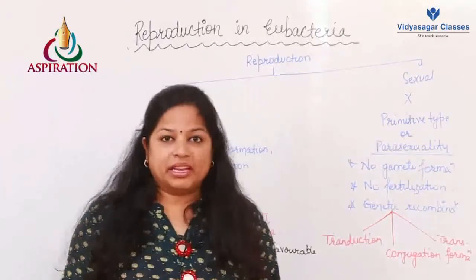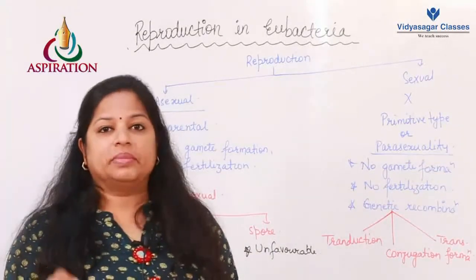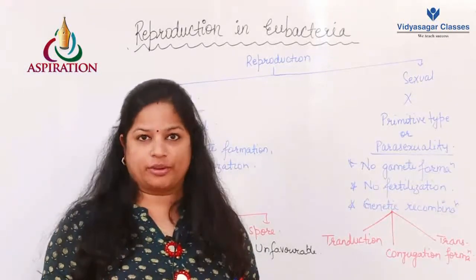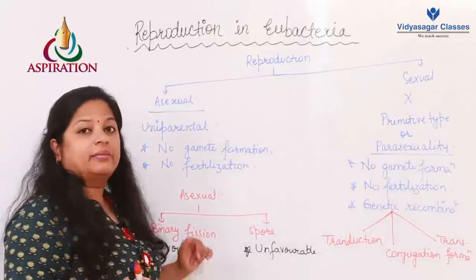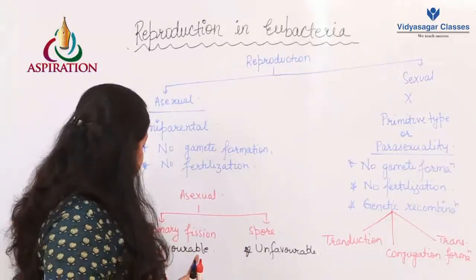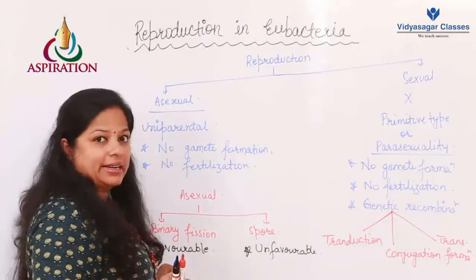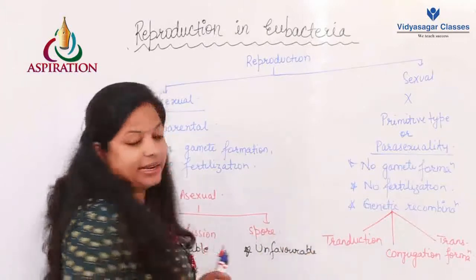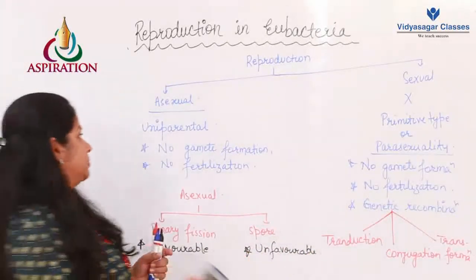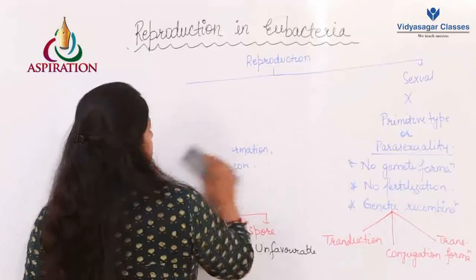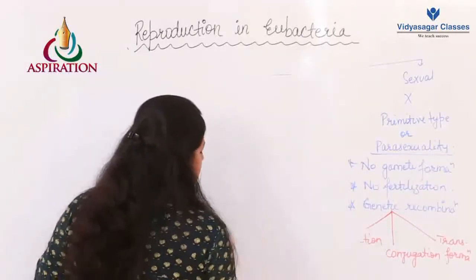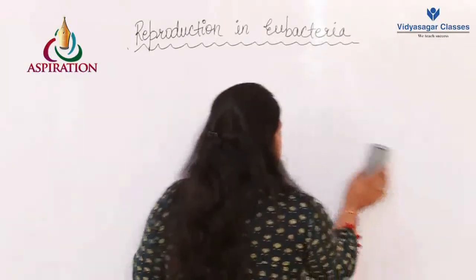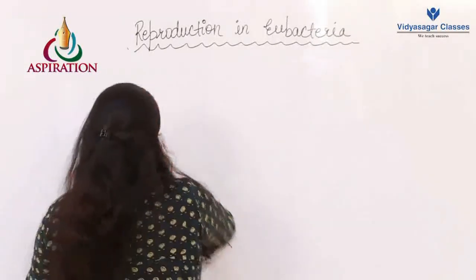Now, what does that mean? Favorable conditions means there are sufficient nutrients in the environment. The temperature and moisture content should be favorable for the growth of bacteria. Now, let's discuss each mode individually. First of all, we are going to discuss binary fission.